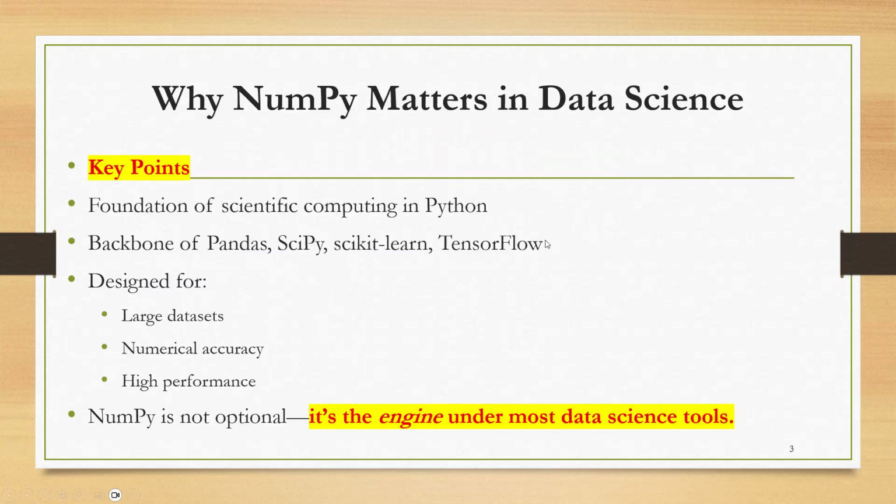So why does NumPy matter in data science? Here they give us the key points. First of all, it is the backbone of pandas, SciPy, scikit-learn, TensorFlow. So you can see it's the backbone for almost all the data analytics packages in Python. Most important, as we mentioned earlier, it is designed for large data sets, with high performance because it uses vectorization. NumPy is not optional. It's the engine under most data science tools, such as pandas and SciPy.